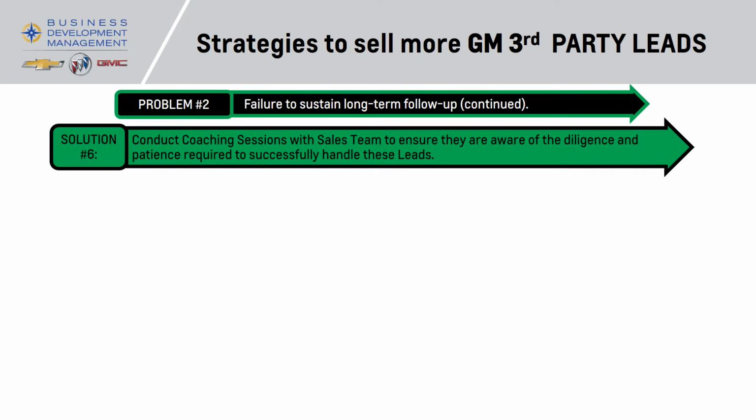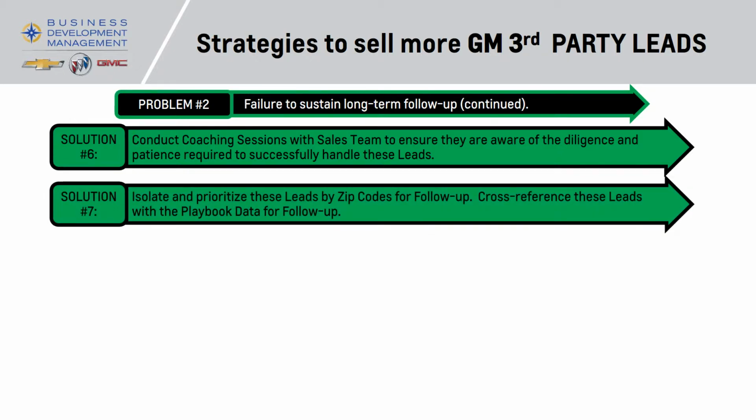Conduct coaching sessions with sales team to ensure they are aware of the diligence and patience required to successfully handle these leads. Isolate and prioritize these leads by zip codes for follow-up. Cross-reference these leads with the playbook data for follow-up. And now, obviously, we could look at their in-market status, etc.